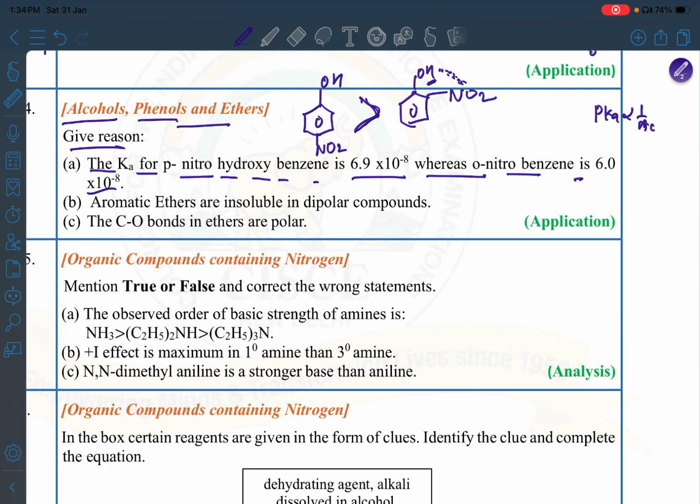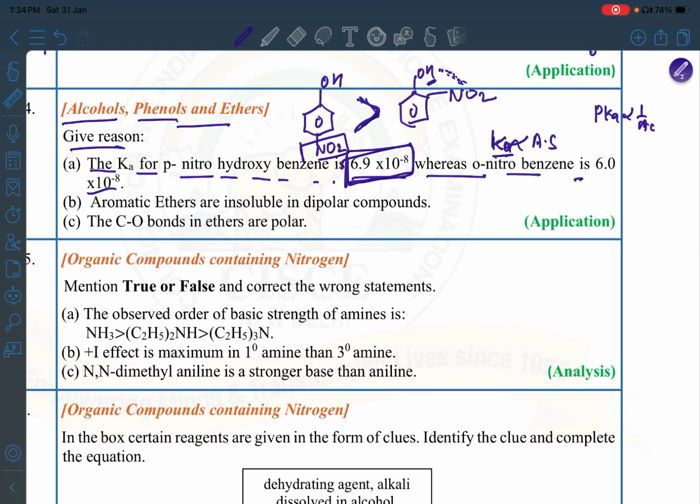Got it? Ka is directly proportional to acidic strength, so paranitrophenol has the highest value of dissociation constant. Because of that, this is more acidic. So this is due to this group as well as the intermolecular hydrogen bonding. There are two factors.